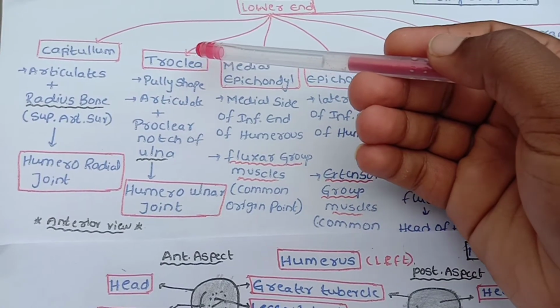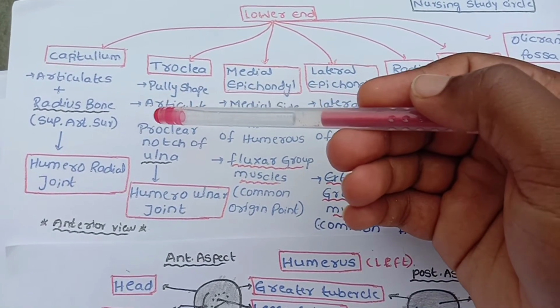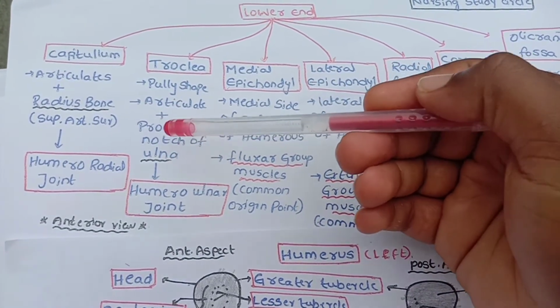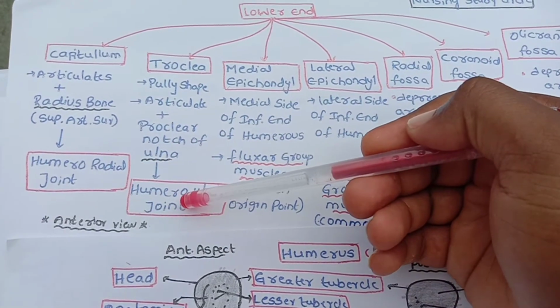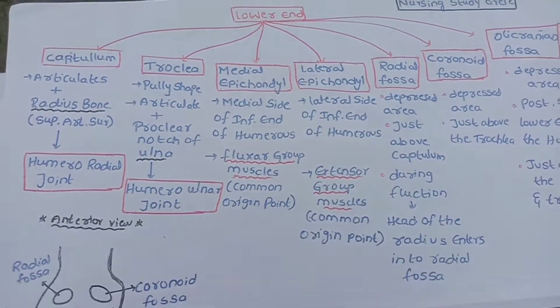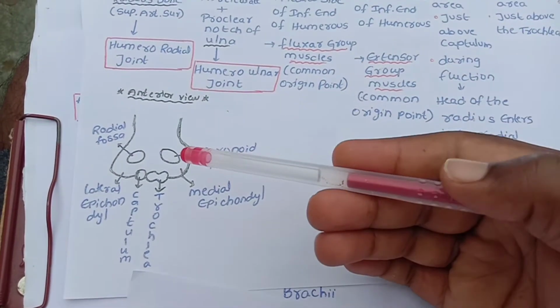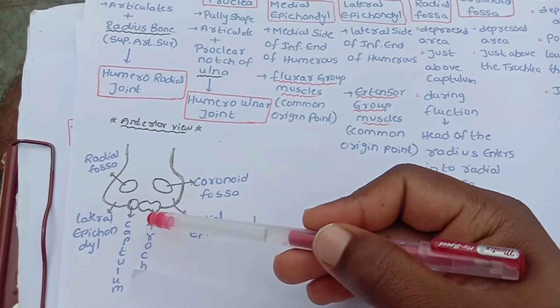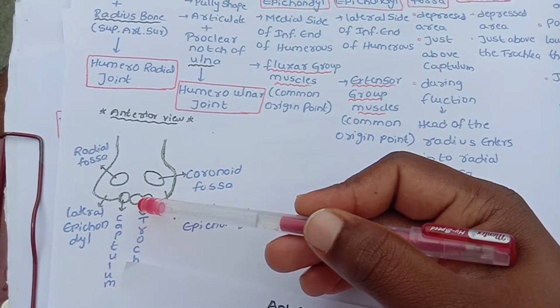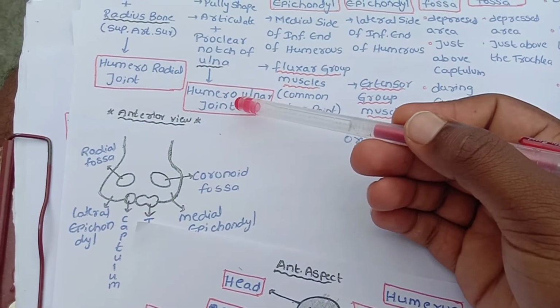So the trochlea is pulley shaped and articulates with the trochlear notch of the ulna to form a joint, which we call the humeroulnar joint. So this is the trochlea, which articulates with the ulna to form the humeroulnar joint.